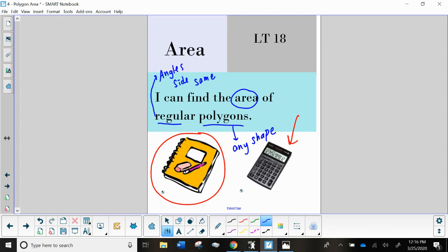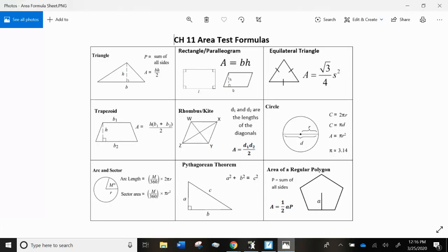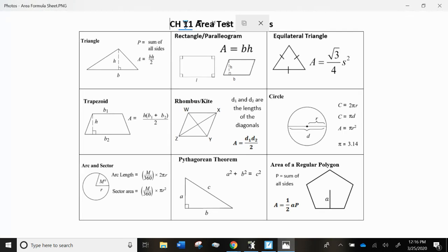So when I go to these first few shapes here, these are regular polygons. They're different shapes, so a pentagon with 5 sides that are all the same, 5 angles that are all the same, a hexagon, 6 sides all the same, 6 angles, and so on and so forth. This is what we would be finding the area of. If you look at our sheet, there is nothing for pentagon, hexagon, or octagon.